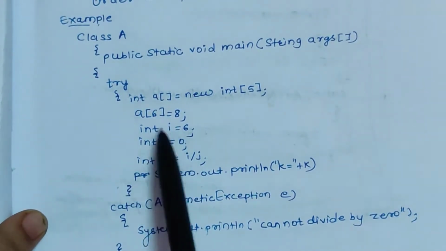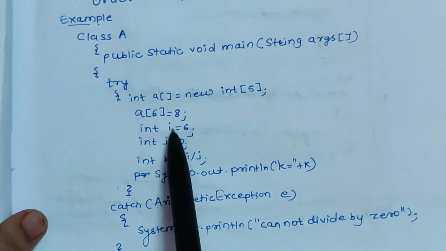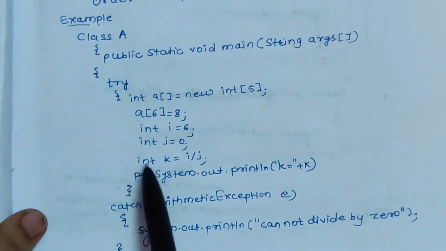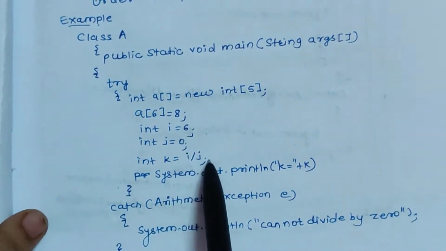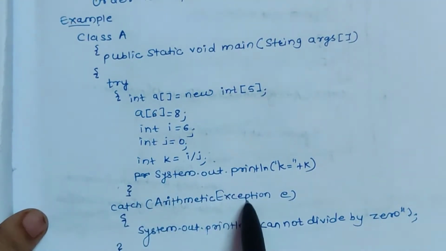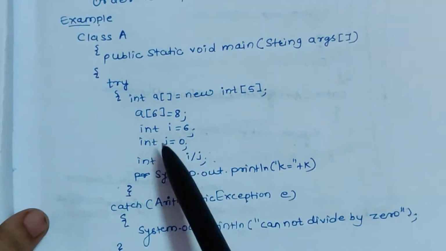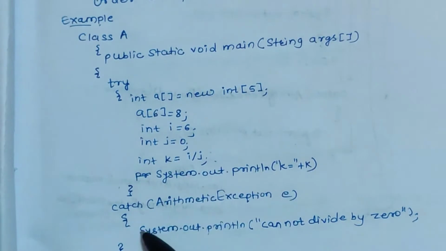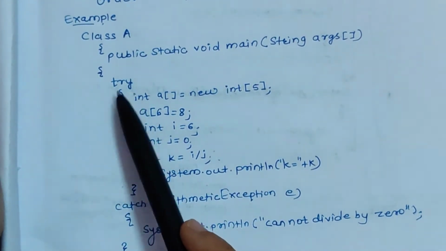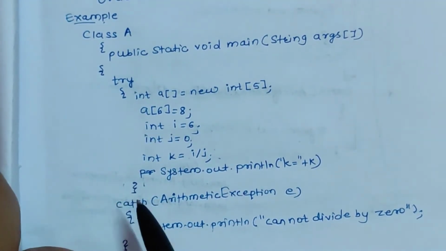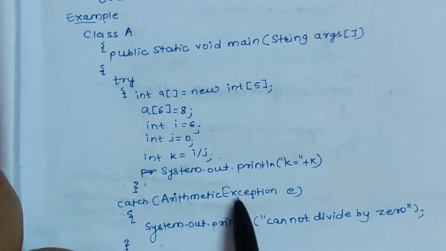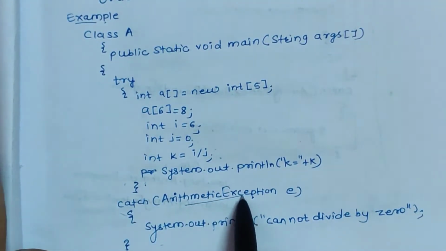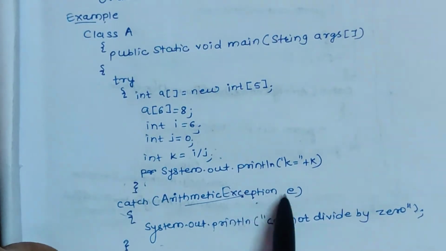And second is the next statements. Here you can see i equal to 6 and j equal to 0, and we are trying to divide i by j, that is we are trying to divide a number by 0, which is a kind of arithmetic exception. So we need multiple catch blocks to catch the exceptions. Here you can see this is one single try block, and we have written one catch block where we are trying to handle the exception which is of type arithmetic exception.